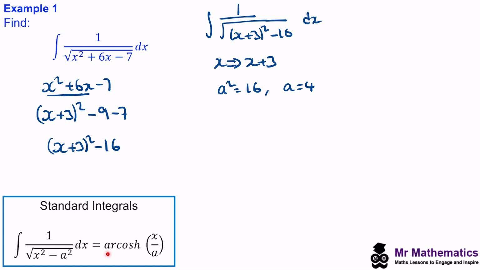So now we can use this standard integral, where we have the arcosh of x, which is x plus 3, over a, which is 4. And then we'll add the constant of integration. Okay? I hope that's given you some idea on how to integrate functions such as this. In question 2, we're going to take it a little bit further.